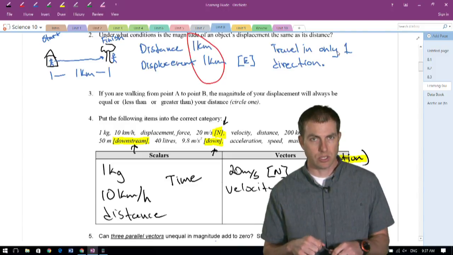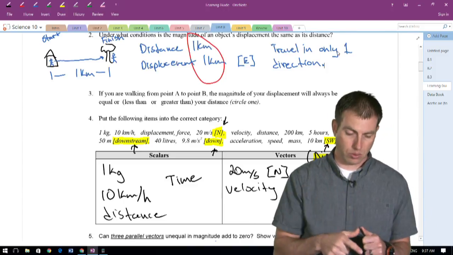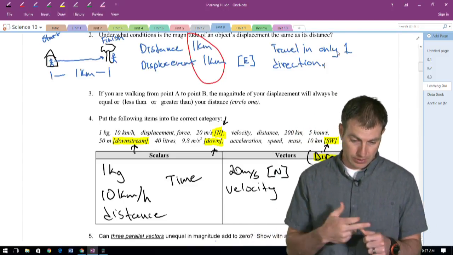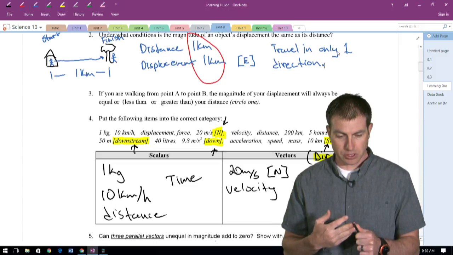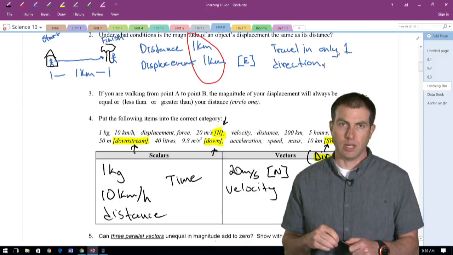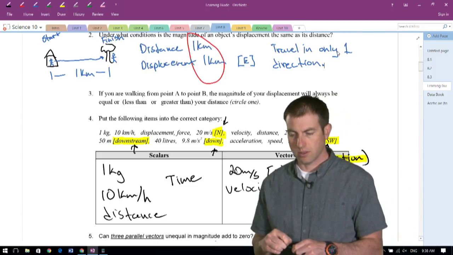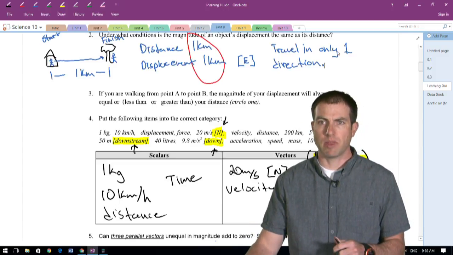If it has no direction, like time, weight are 2 big ones that don't have any direction associated with them. Distance doesn't have a direction. Speed doesn't have a direction. So time, weight, distance, speed, these are all things that have no direction associated with them, and we call those scalars. It's just some fancy physicsy words to describe things.